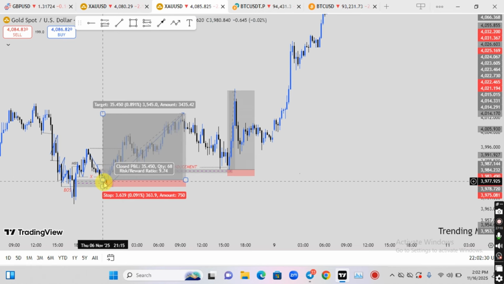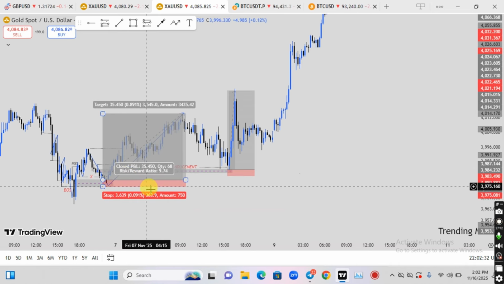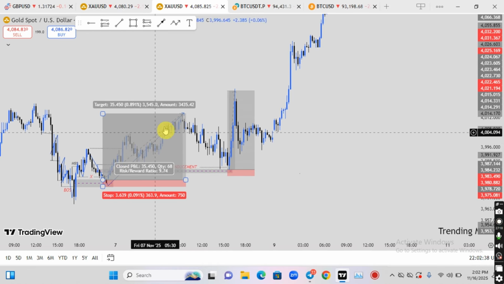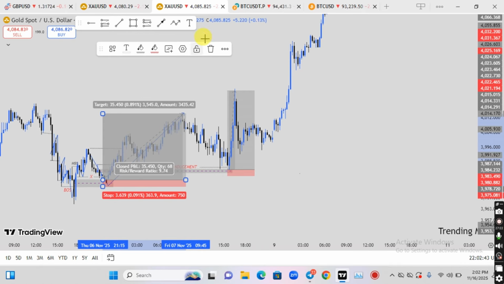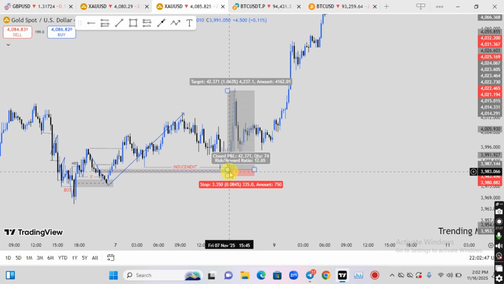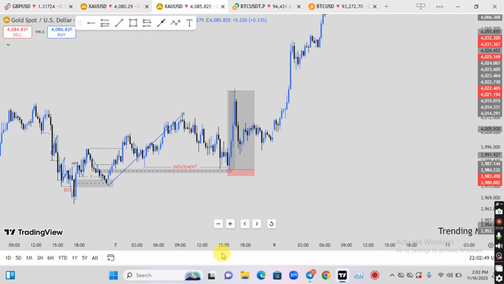Then it tapped to my entry point and moved. The same thing happens here. After it pulled back, that was the break of structure. It breaks structure, now pulls back, right? Then pulls back here and does this thing. Now pull back here, then give me my inducement and then tap to my entry point and move, right?